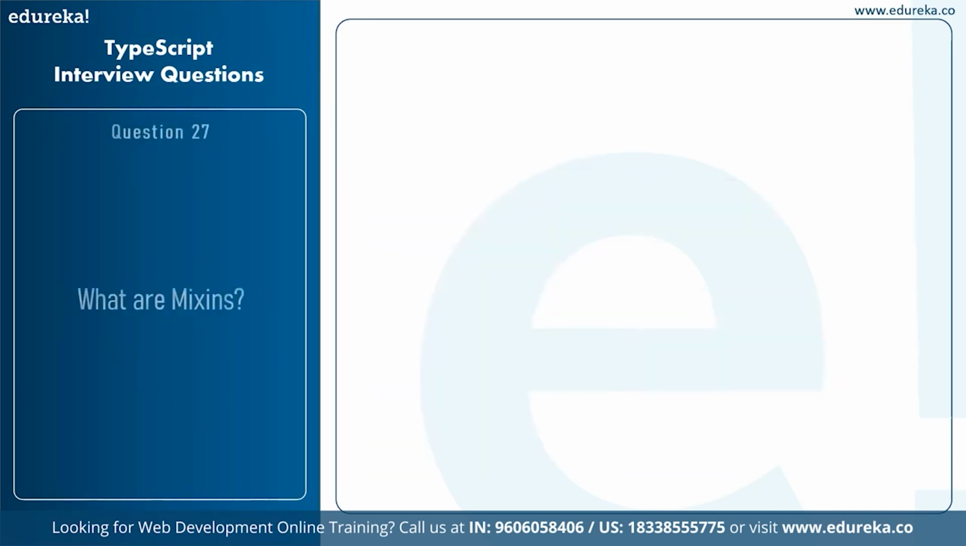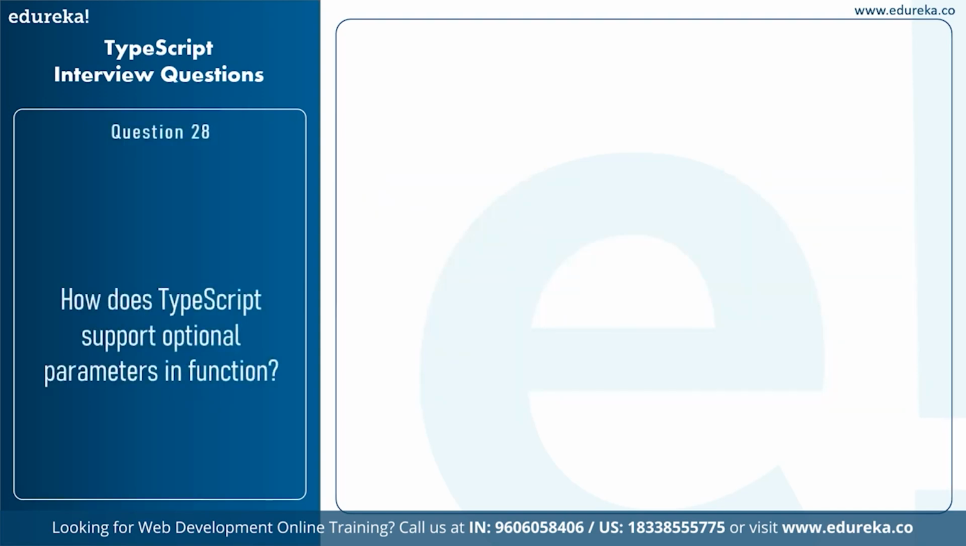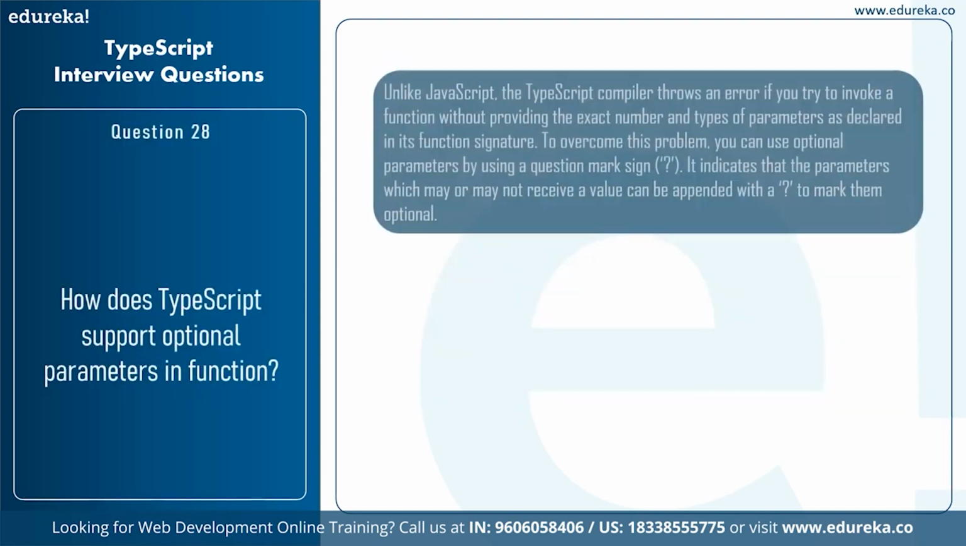Now moving on, what are mixins? Now in JavaScript, mixins are a way of building up classes from reusable components and then build them by combining simpler partial classes. Now the idea is simple, instead of a class A extending class B to get its functionality, function B takes class A and returns a new class with this added functionality. Here the function B is a mixin. So now that you've understood what are mixins, how does TypeScript support optional parameters in function?